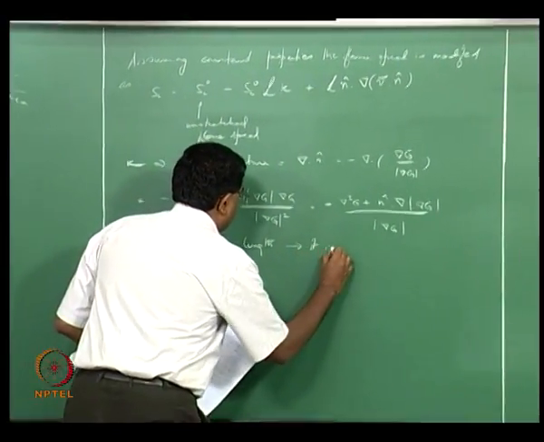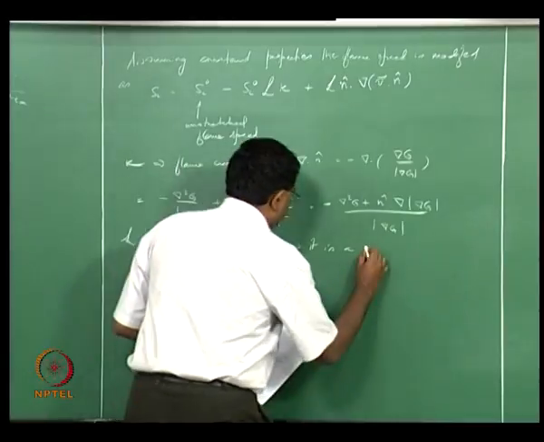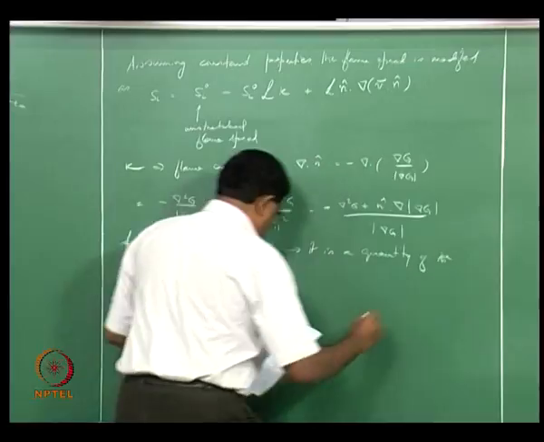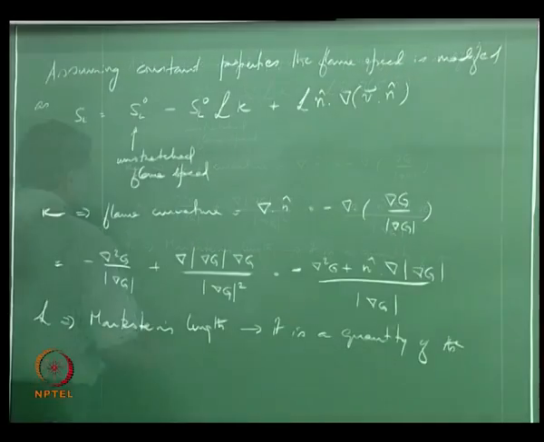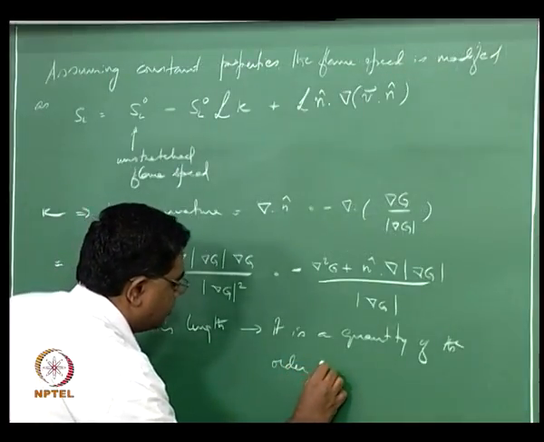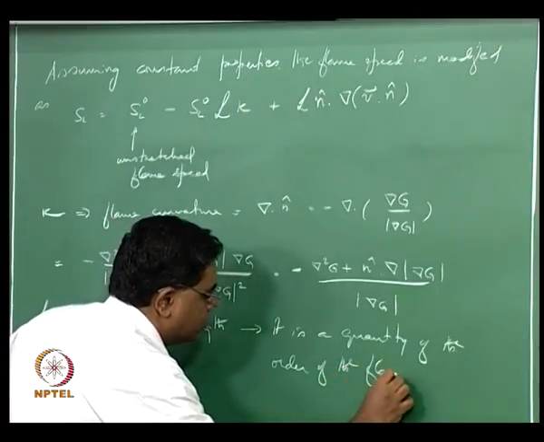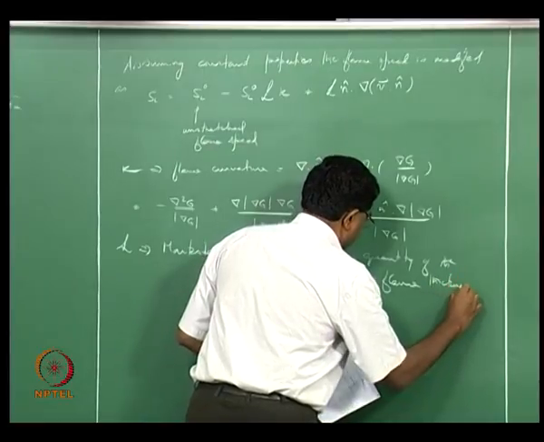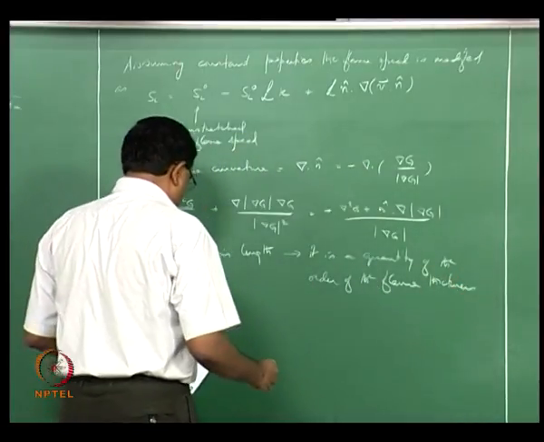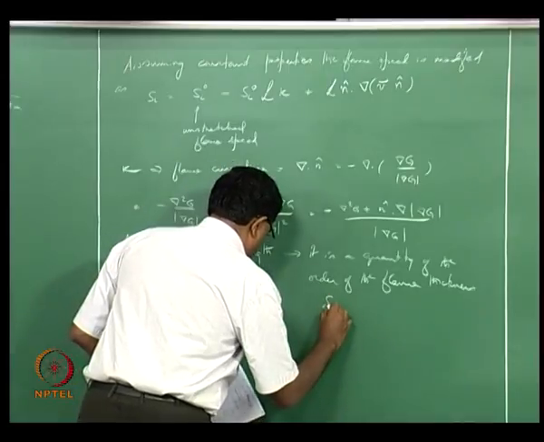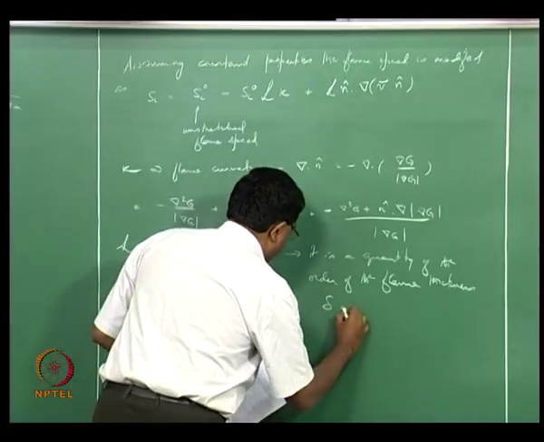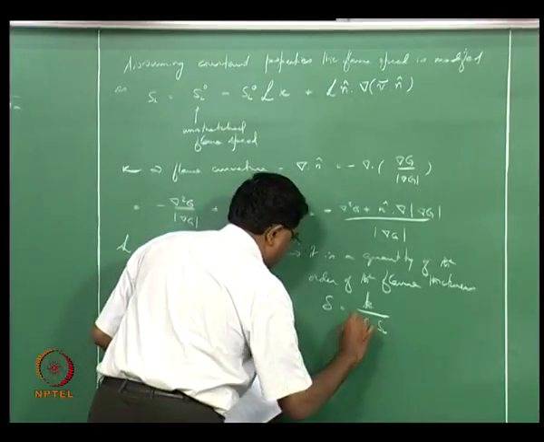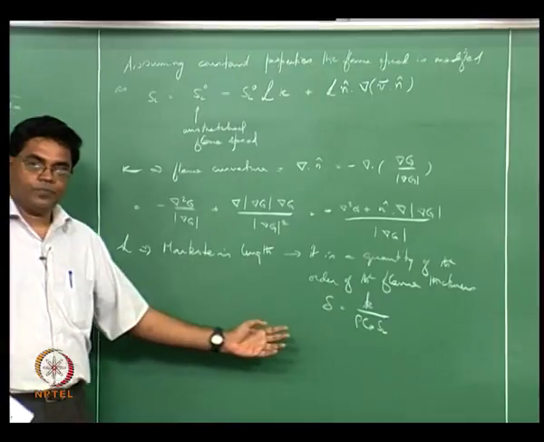So it is a quantity of the order of the flame thickness, and of course we know that the flame thickness delta depends on the flame speed. This we did long ago.